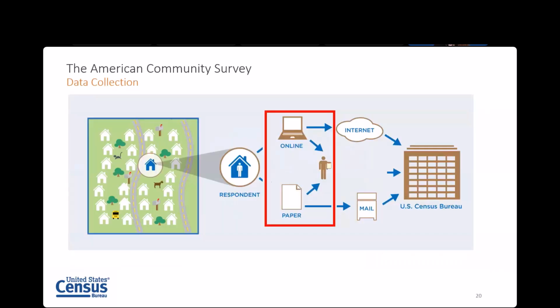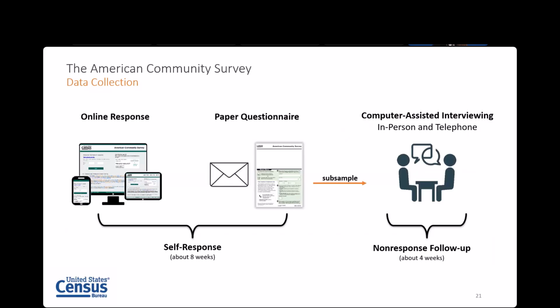We have already established who is considered a resident, so there are 3 response modes available to them to complete the survey. They include online, by mail, or by computer-assisted interviewing with a field representative. The overall sample, which we previously described, is divided into monthly independent samples, which are called panels.